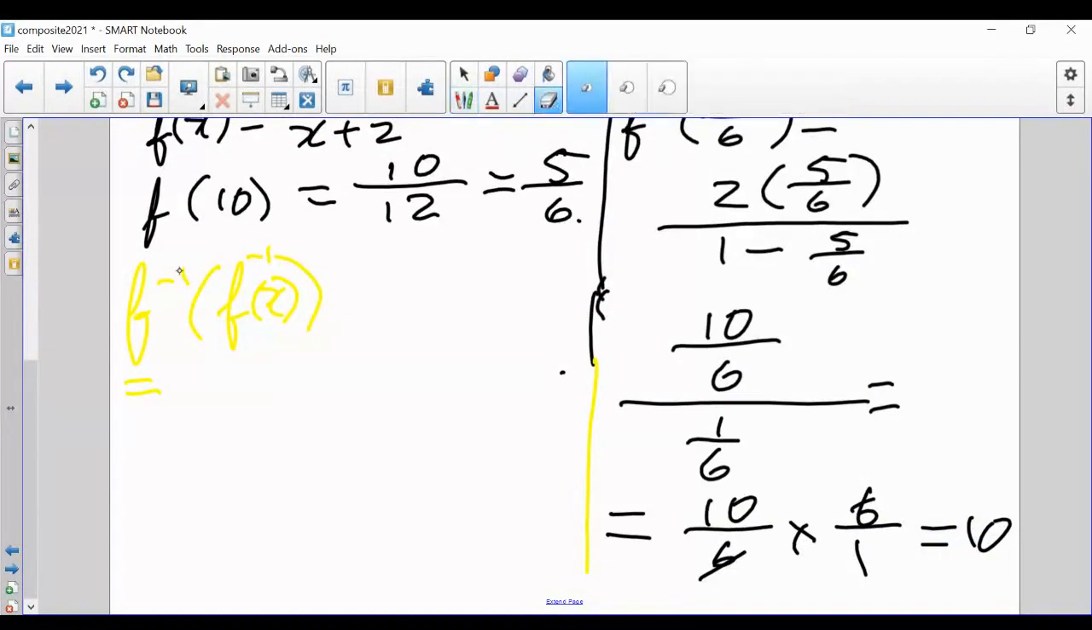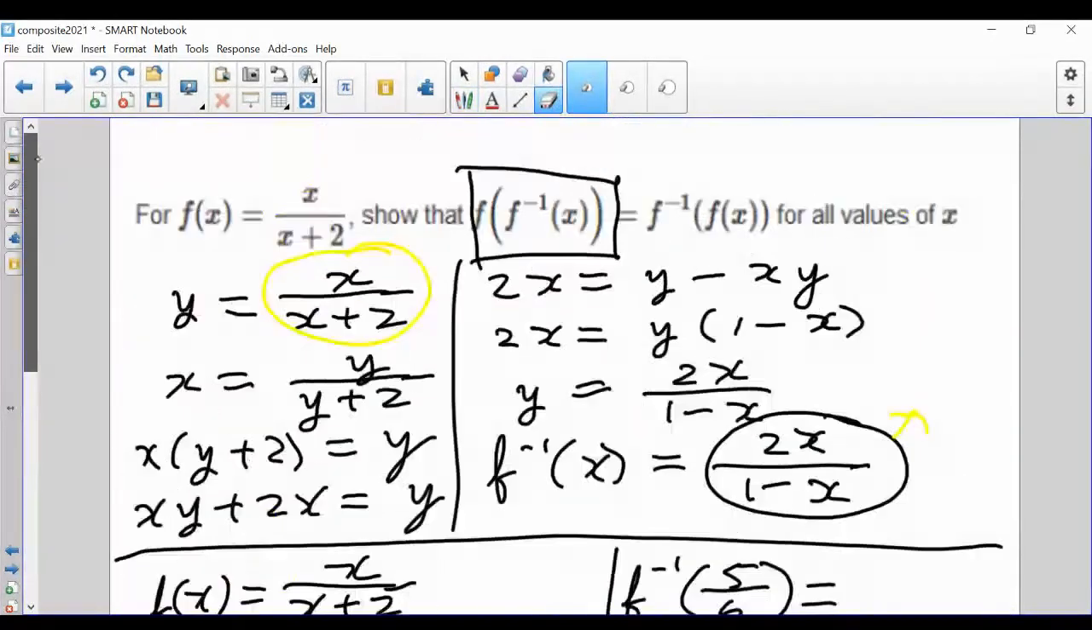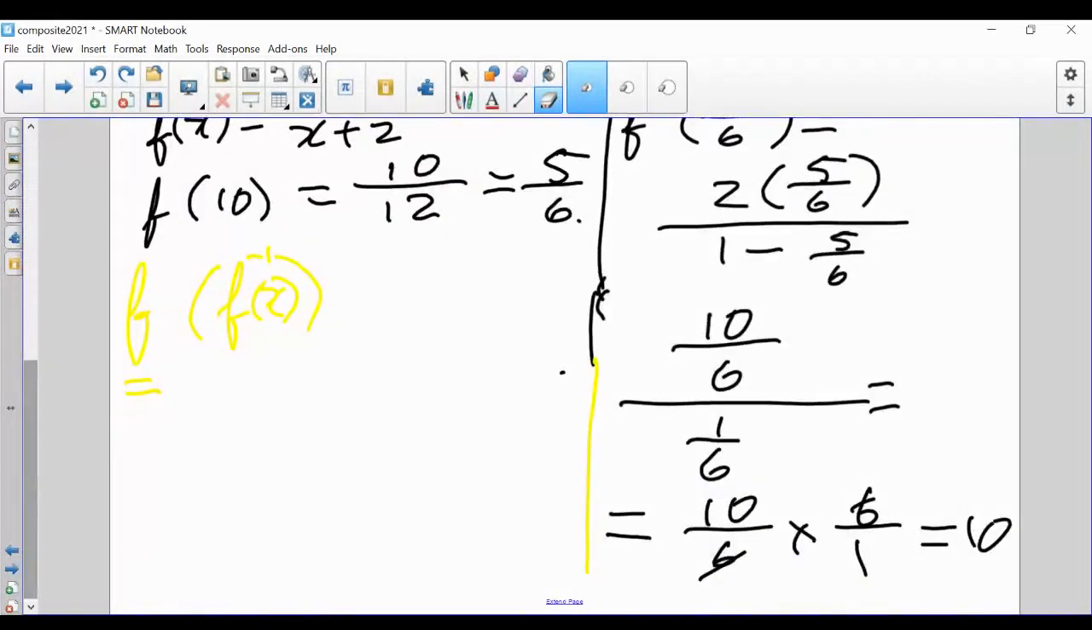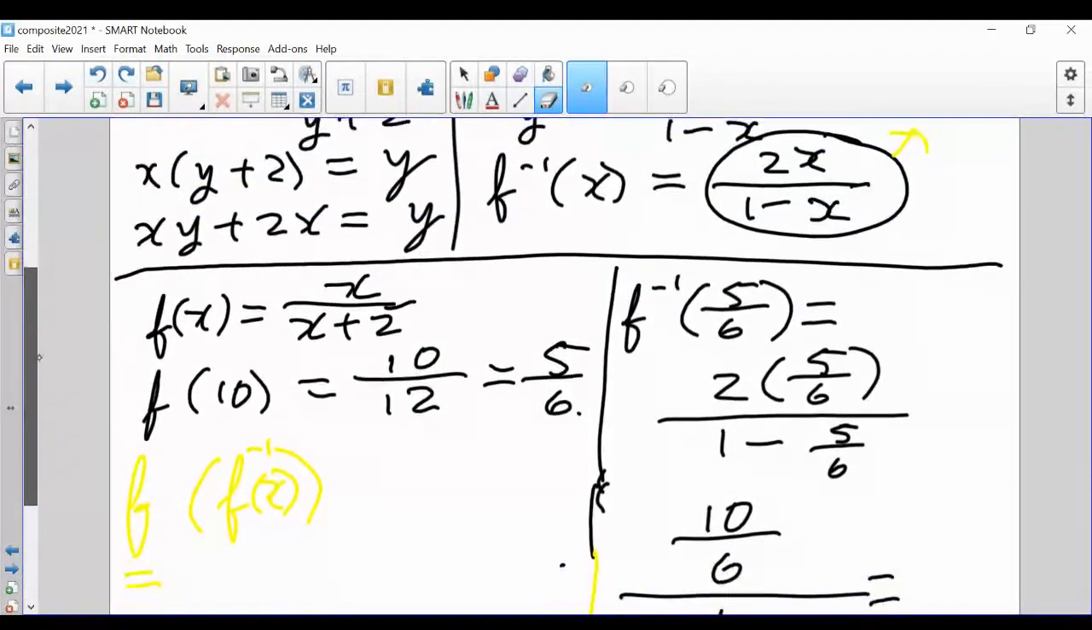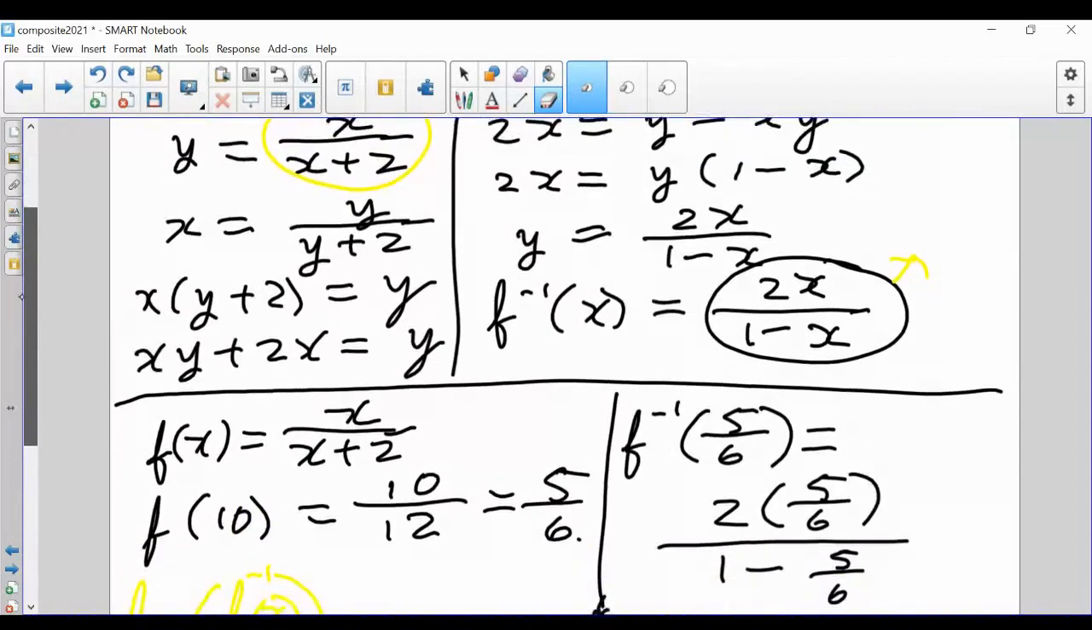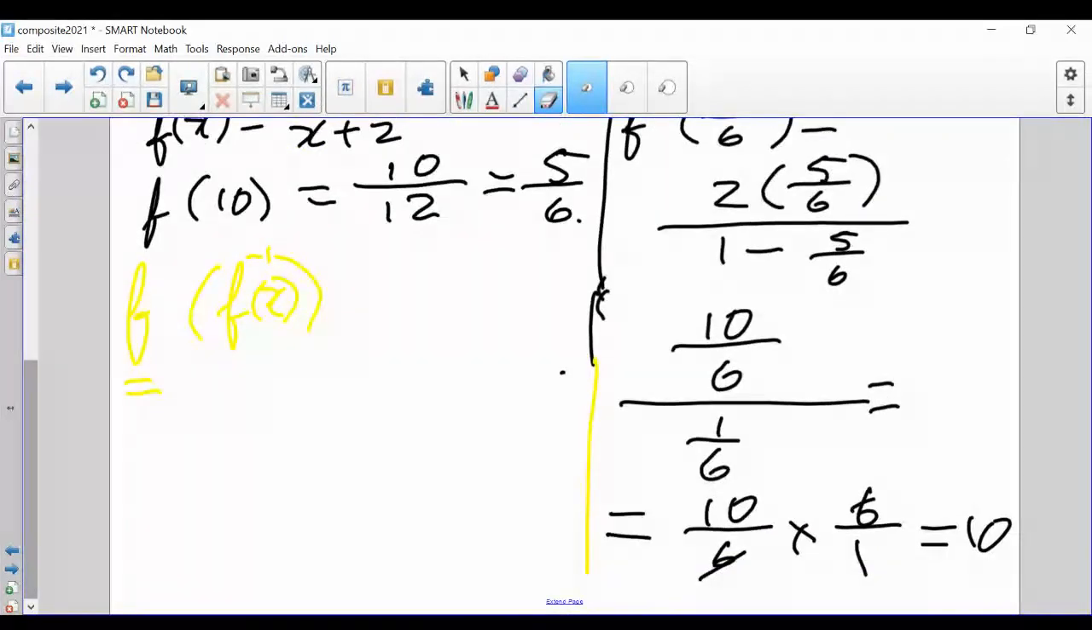Make sure I got it right this time. I'm putting the inverse function inside of the original function. That's what we're doing. So the inverse function, I'm reminding you, is 2x over 1 minus x. So anywhere I see x, I'm going to put that. So 2x over 1 minus x.